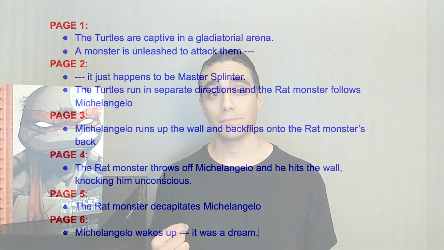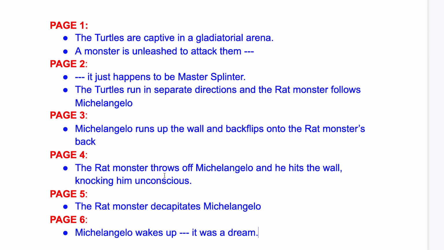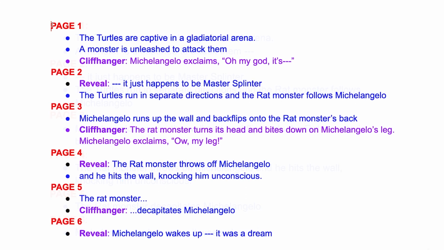With cliffhangers and reveals in mind, let's revisit our plot points. So here we see a before version of the outline with our plot points organized across 6 pages. Now, here is the after version with cliffhangers and reveals inserted. For sake of clarity, I've added them in purple. Let me quickly read this to you.